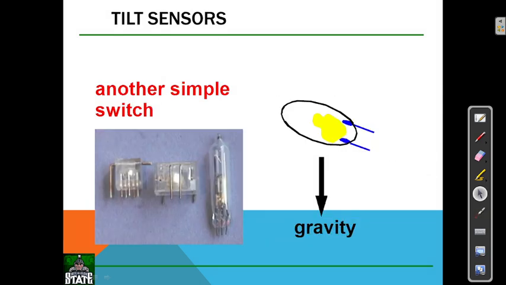And the tilt sensor. This is the tilt sensor, another example of a switch. It works according to gravity.